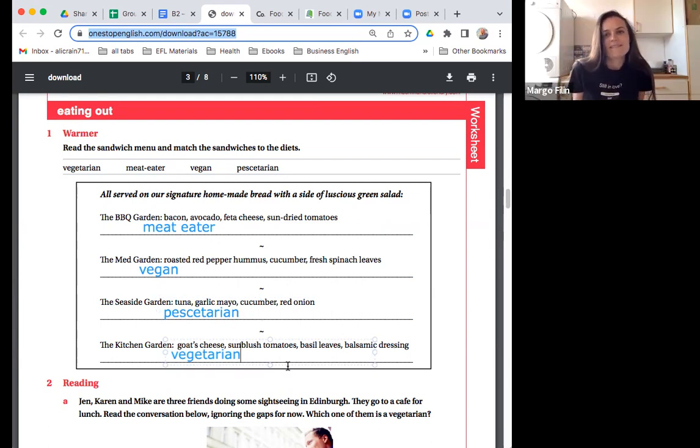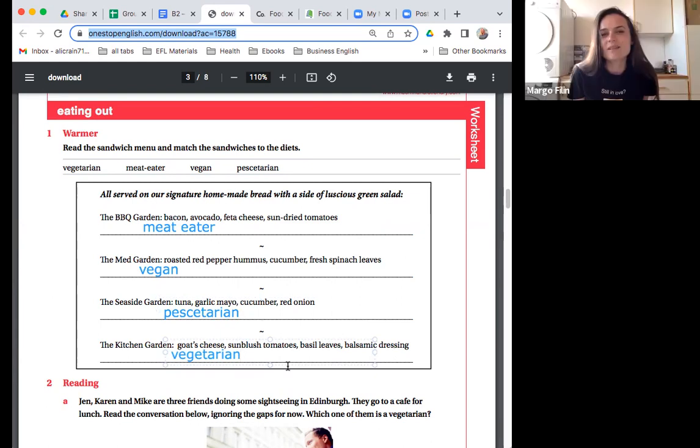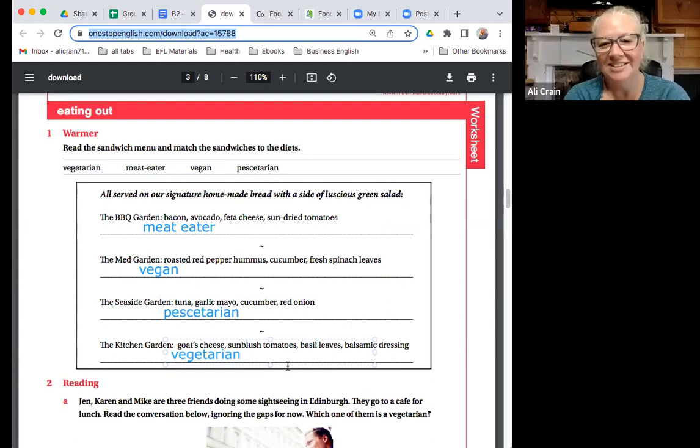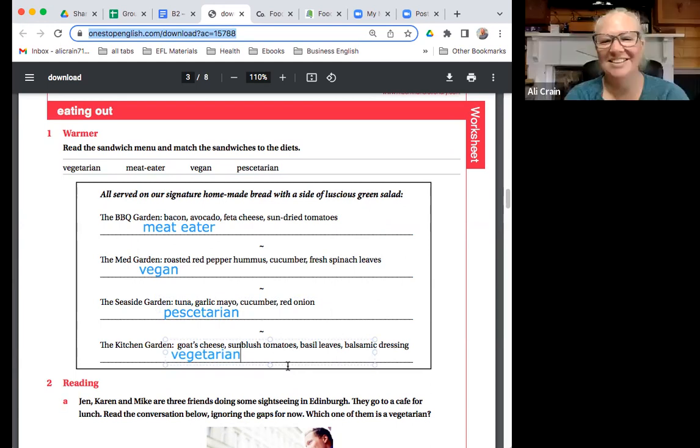Actually, vegans don't eat honey because it's made by bees. Right. It's like they think that bees are like slaves for people. Right. Yeah. It is a very interesting way of viewing that.